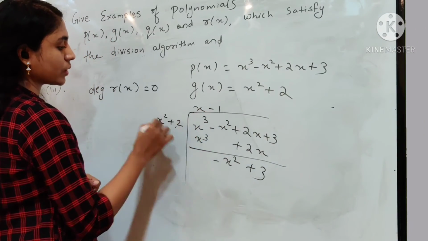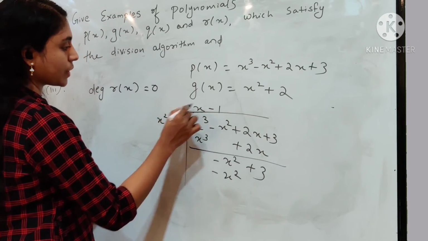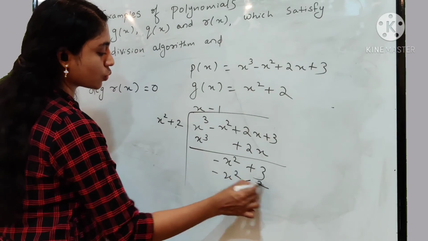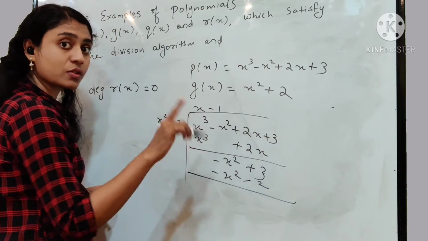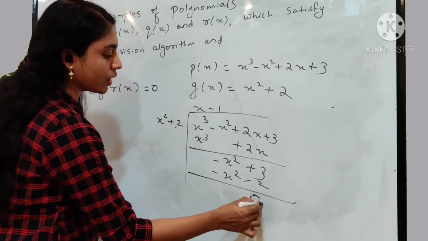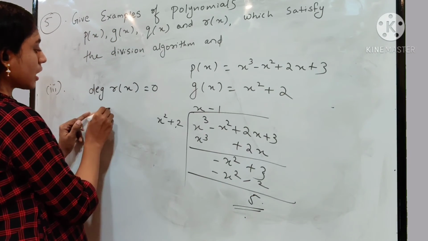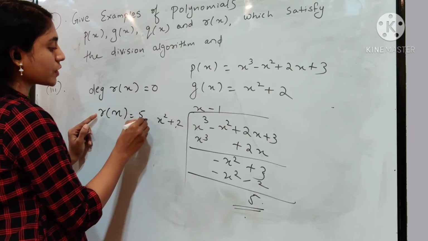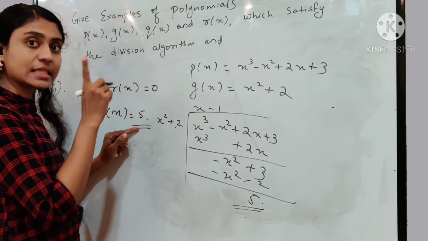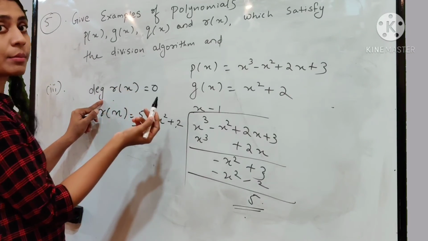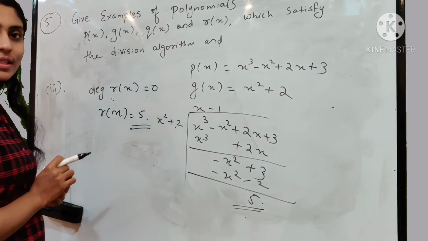Then minus 1 into x square it is minus x square, plus 2 into minus 1 it is minus 2. So 3 minus of minus 2, 3 plus 2 it is 5. So here we got r of x as 5, that means a constant. That means its degree is 0. So we proved an example which is having degree of r of x as 0.